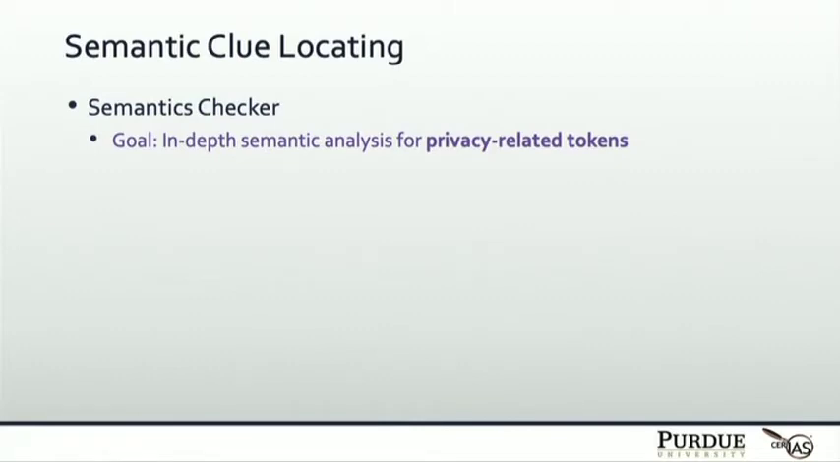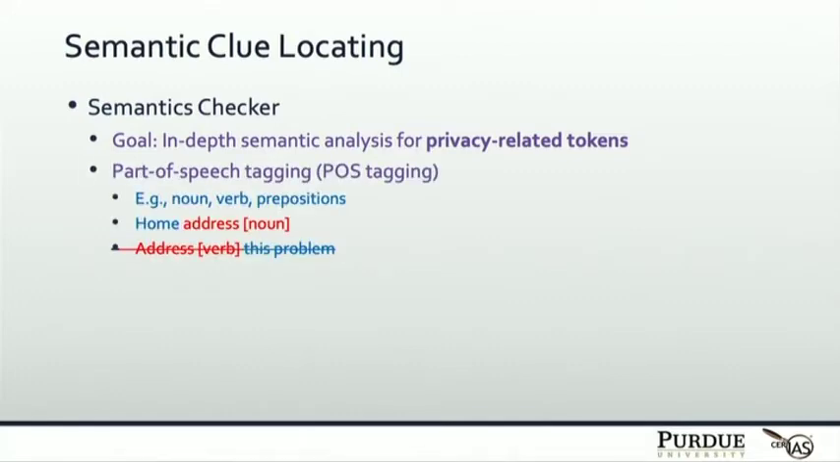The goal of the semantics checker here is to perform a grammatical analysis over such privacy-related tokens and filter out the matched terms that are not serving as the theme of the semantic context. Specifically, we first use part-of-speech tagging to determine whether a privacy-related keyword is actually a noun in the term or sentence. For example, the address in the term "address this problem" is a verb. It just describes the action happening to another word, so it is not likely to represent a physical home address.